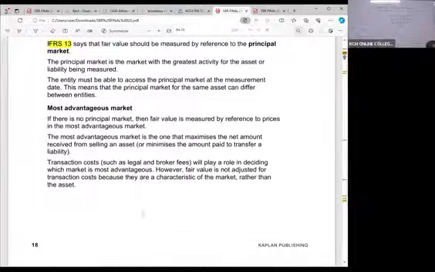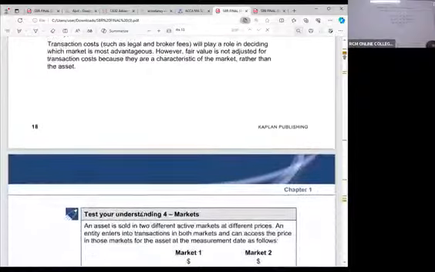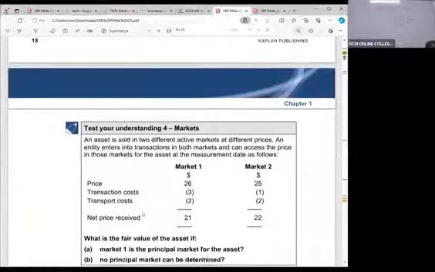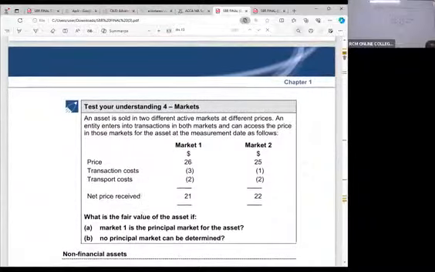For us to understand what we're talking about, we have this example. Test your understanding for market. So we have market 1, then we have market 2. An asset is sold in 2 different active markets at different prices. An entity enters into transactions in both markets and can access the price in those markets for the asset at the measurement date as follows. Price in market 1 is 26, transaction cost is 3, and then we have the transport cost of 2. Then we have the net price receivable.